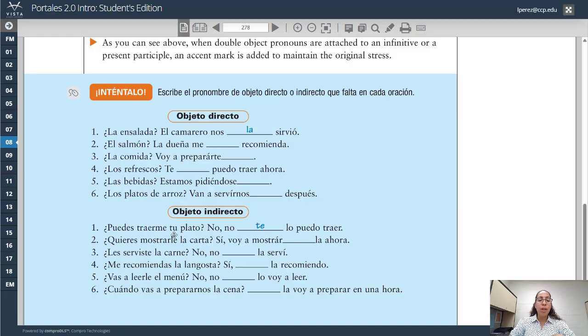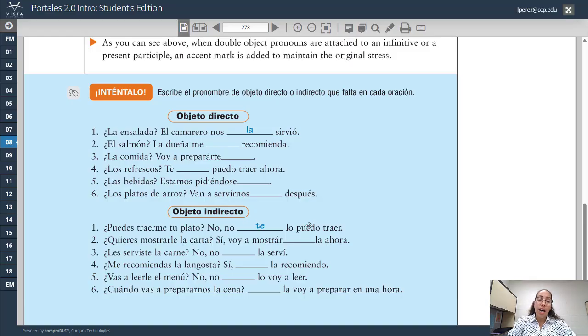But in the next one, it could be who receives that. So, ¿puedes traerme tu plato? No, no te lo puedo traer. You have to understand it says, can you bring me your plate? No, I can't bring it to you. If I said, can you bring me? No, I can't bring it to you. So there's an exchange happening. That's why you have to understand what the question is to know how we can properly answer.